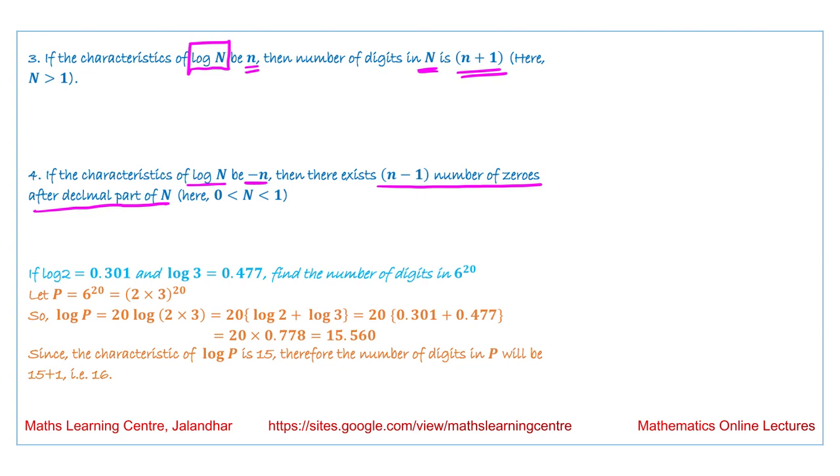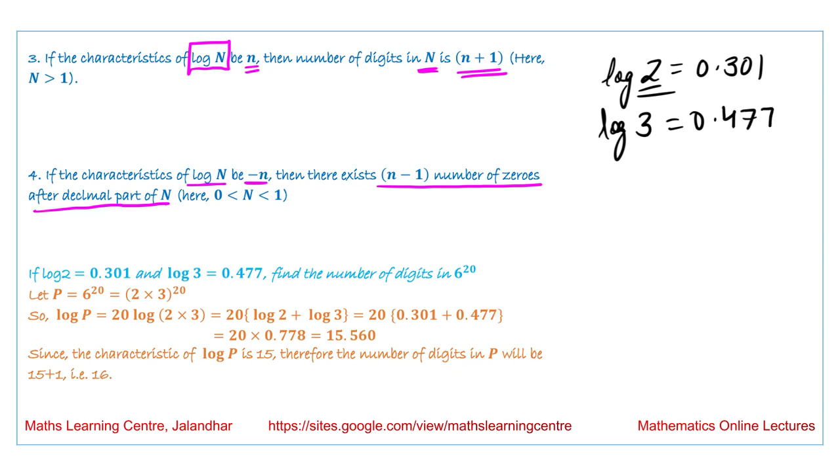Now the problems based upon this. The value of log 2 is given to be 0.301. Clearly there is 1 digit in this number 2, so the characteristic is 0. And log 3 is equal to 0.477. You should remember both these values because these are the standard results that we have. Now we have to find the number of digits in 6 raised to the power 20.